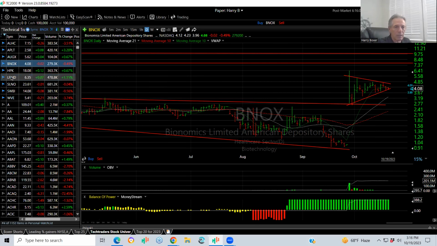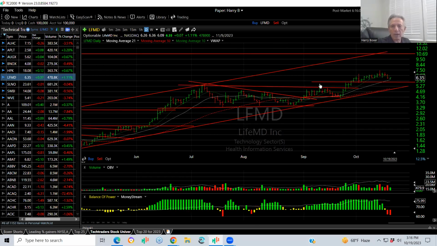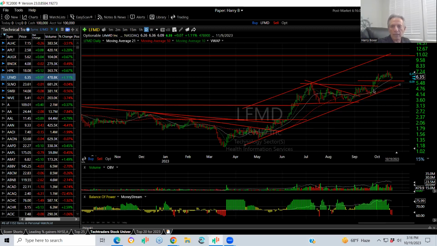Now, there's a company called LifeMed, which I gave as a swing here. It ran up and coiled, broke out, retested, popped. This one looks like it wants to go higher. 8.5 and 11 are targets for LFMD.